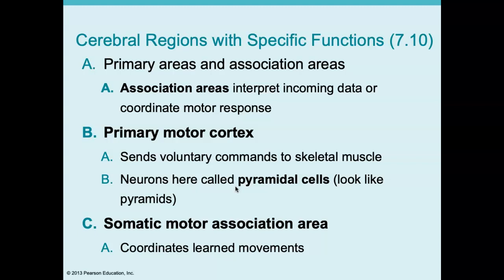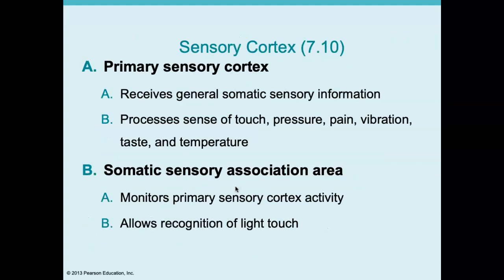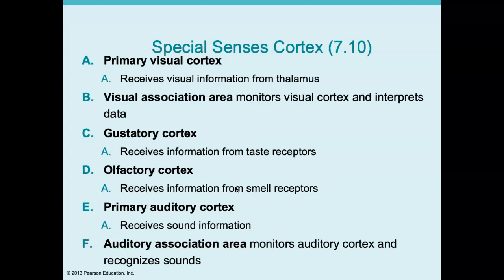So we saw those special stripes, the primary motor cortex and the primary sensory cortex, but there are also what are called association areas. The association area interprets incoming data and coordinates the muscle response. So I would just understand that there are association areas with each of the senses, of the sensory areas. There's just way too much information. You can't possibly remember all this stuff.